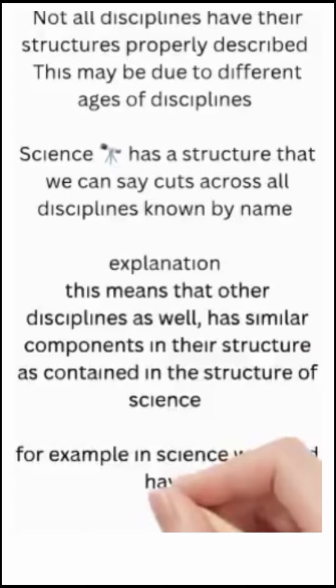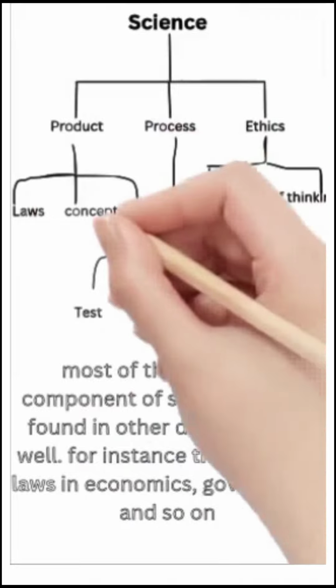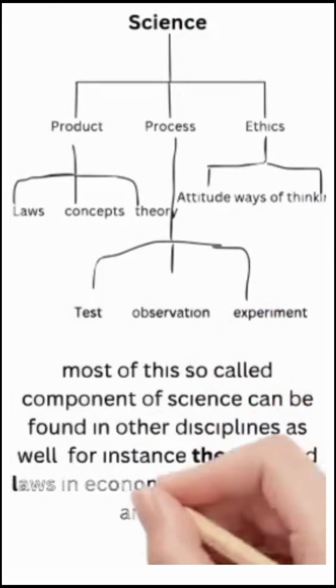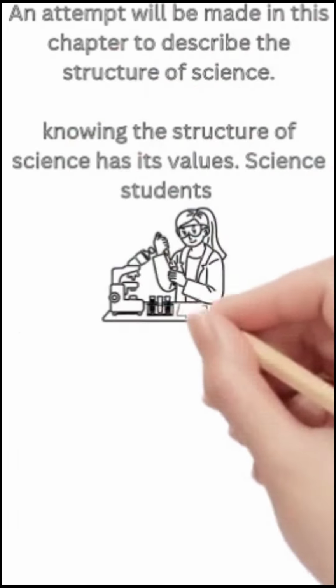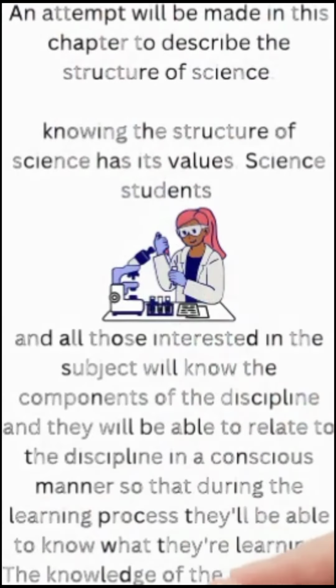For example, in science we could have the following. Most of these so-called components of science can be found in other disciplines as well. For instance, theories and laws in economics, government, and so on. An attempt will be made in this chapter to describe the structure of science. Knowing the structure of science has its values.